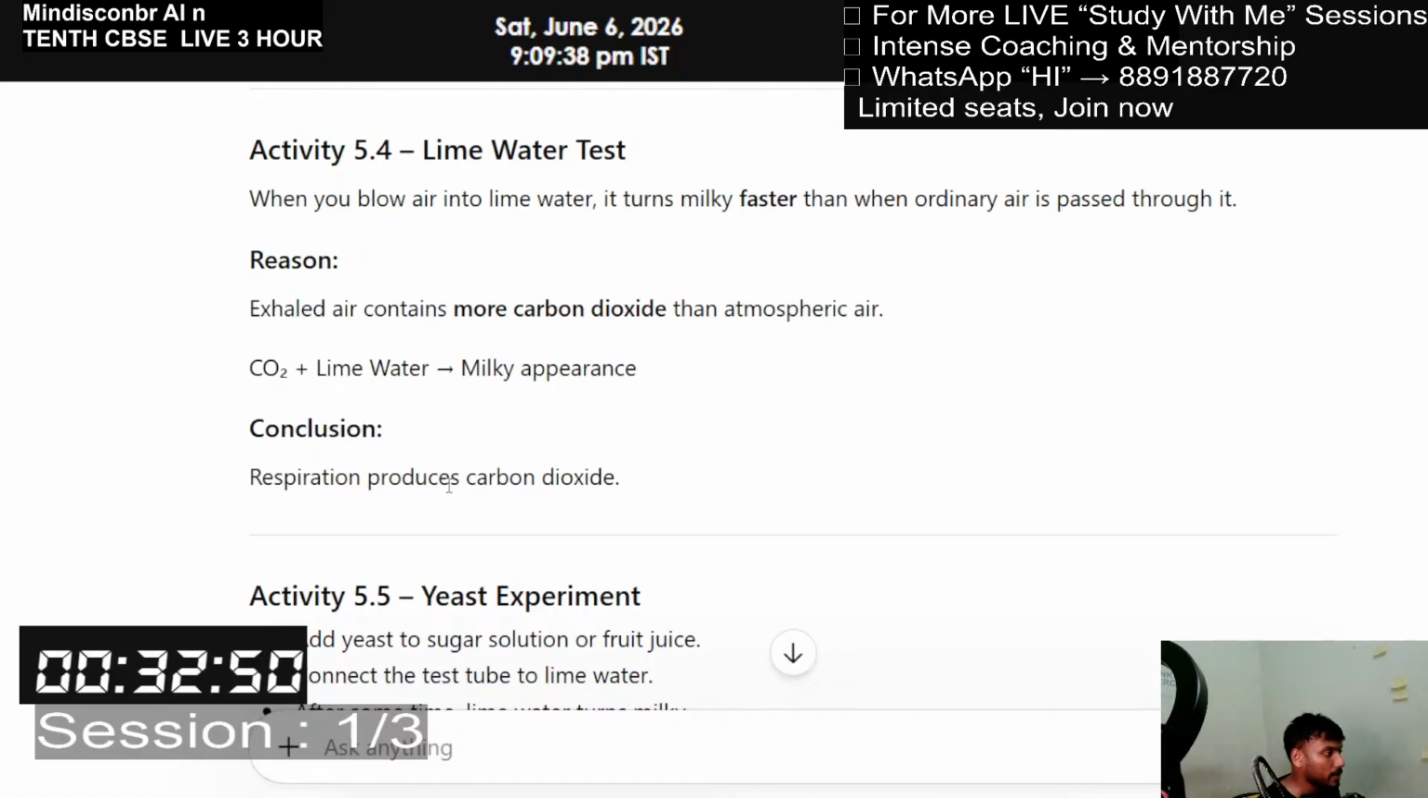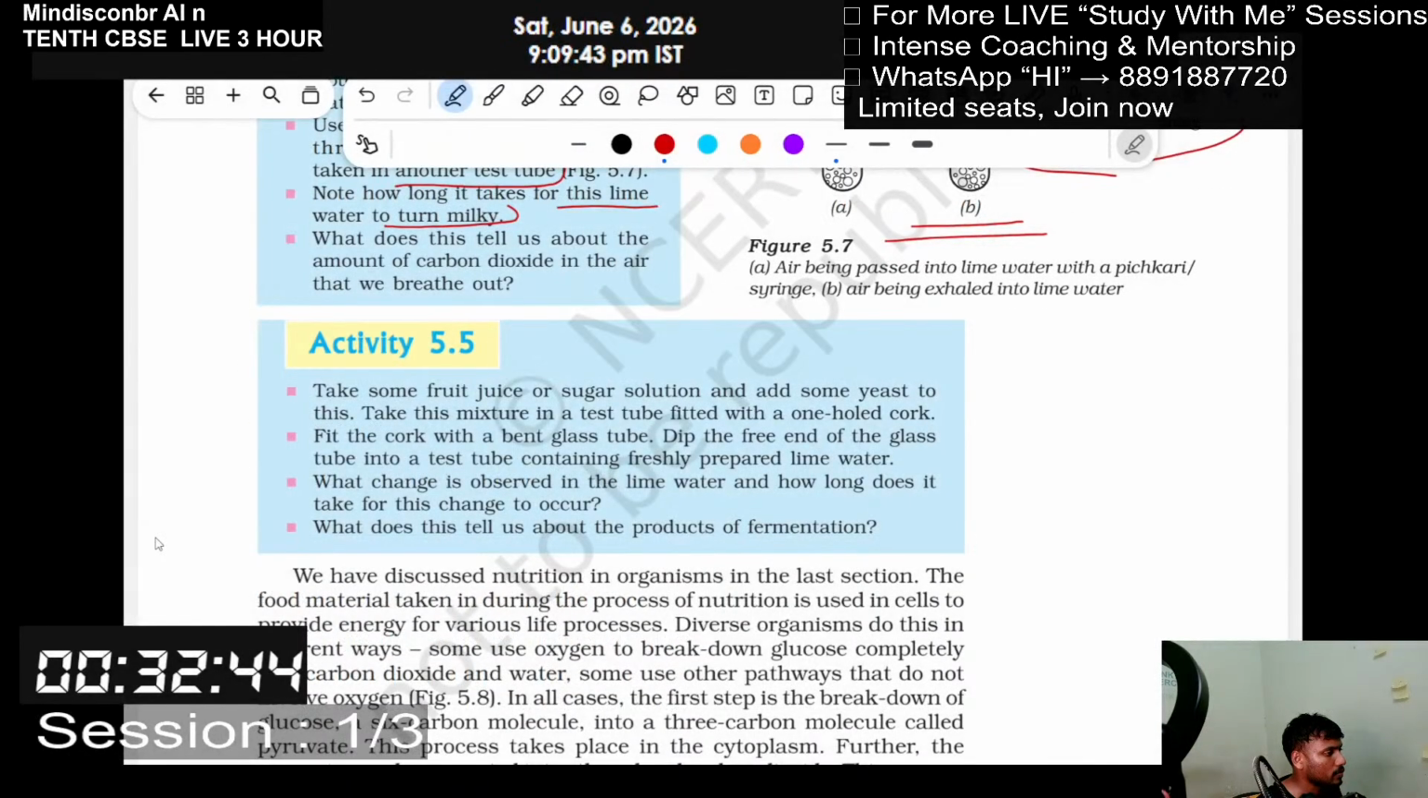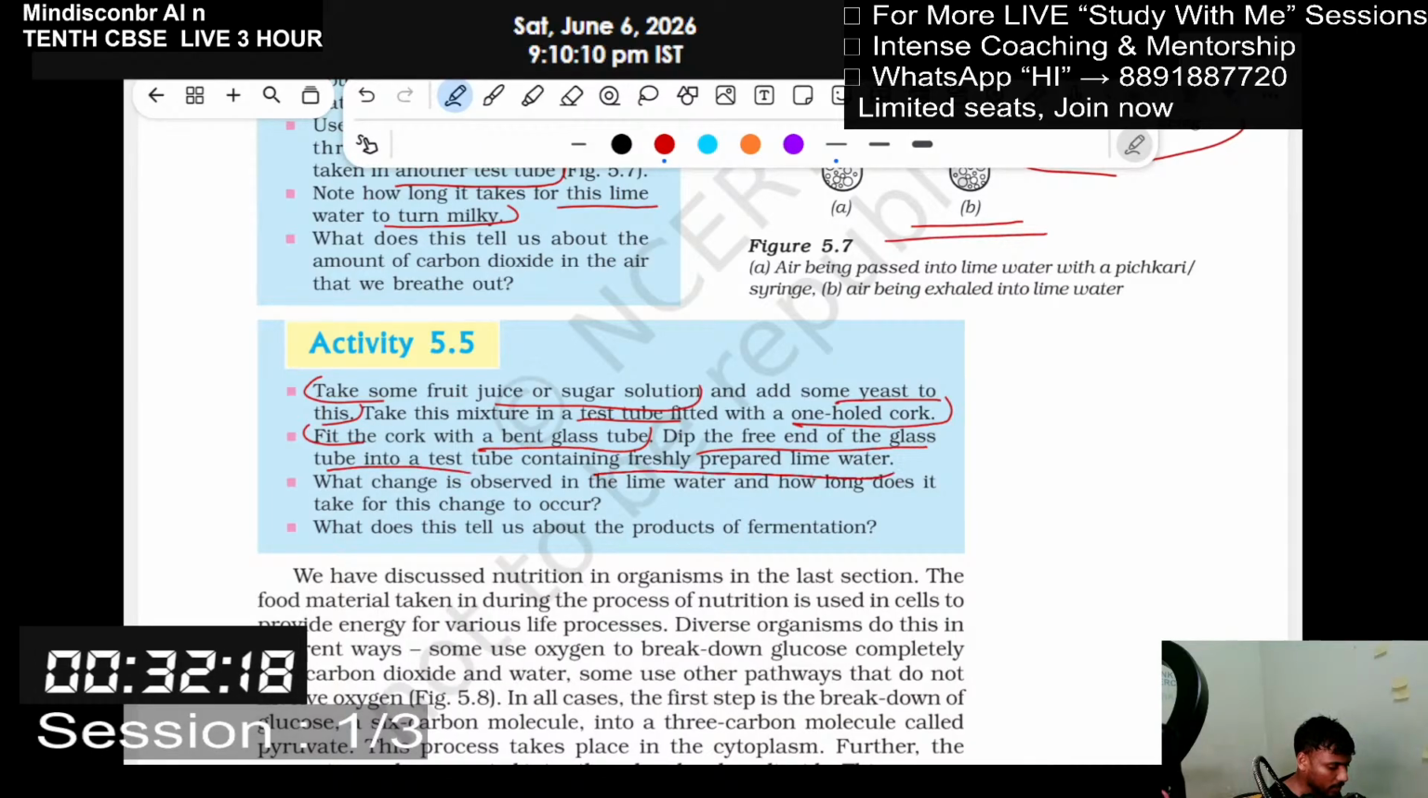Next experiment. Take some fruit juice or sugar solution and add some yeast to this. Take this mixture in a test tube fitted with a one-holed cork. Fit the cork with a bent glass tube. Dip the free end of the glass tube into a test tube containing freshly prepared lime water.